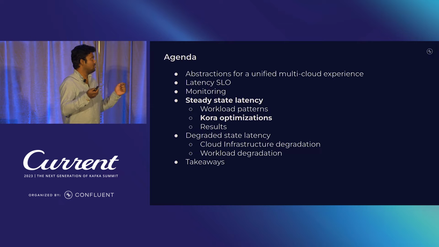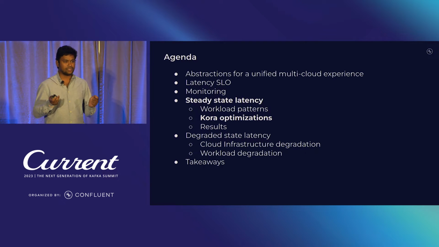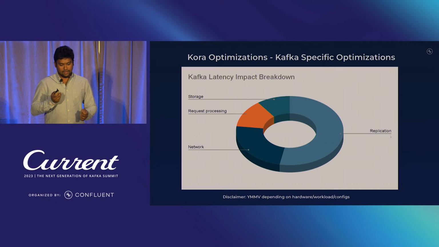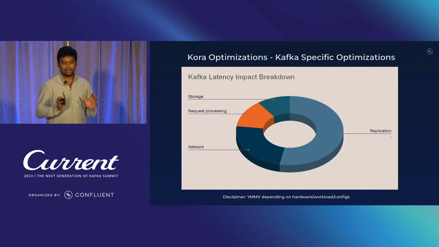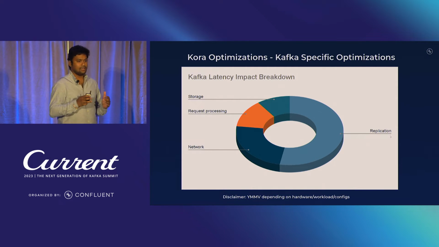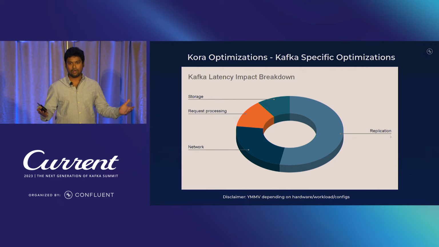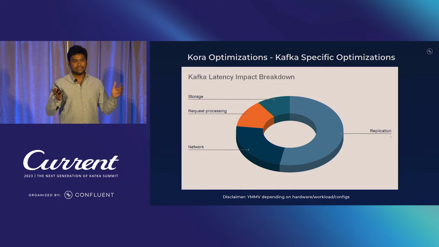All right, given the methodology that we used, let's dive into the more interesting details on what these Kafka-specific and Cora-specific optimizations are, at a very high level. This is a high-level example for specific workloads that we were looking at, showing the latency breakdown. As you can see, the replication layer took a lot of the time. It had a huge bottleneck. We'll talk about all of these in more detail, followed by the network, storage, and request processing. Again, this is specific to the workloads that we were looking at. Your mileage may vary depending on the hardware, the configs, and the workloads that you have. But this is what we observed in Confluent Cloud.